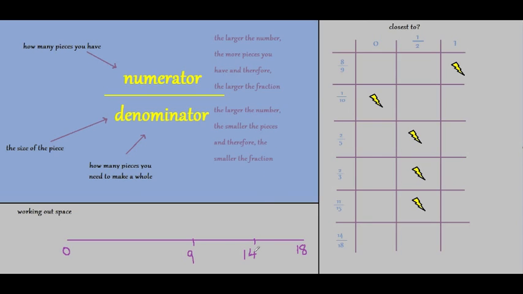Now let's work out whether 14 is closer to the middle point or the end point. So 14 is 5 pieces away from 9, or it's 4 pieces away from 18. This means that 14 eighteenths is 4 pieces away from a whole, or 5 pieces away from a half. Because it's closer to the whole, we'll place our lightning bolt in the closer to one whole column.